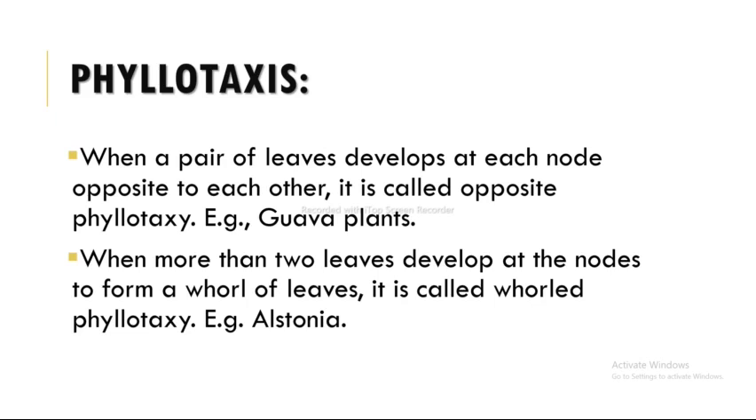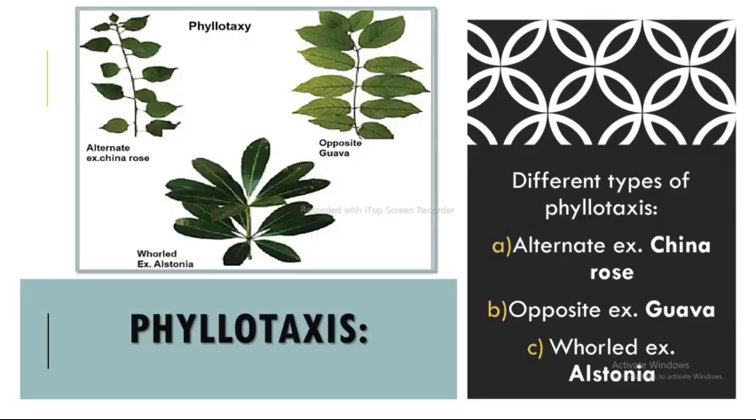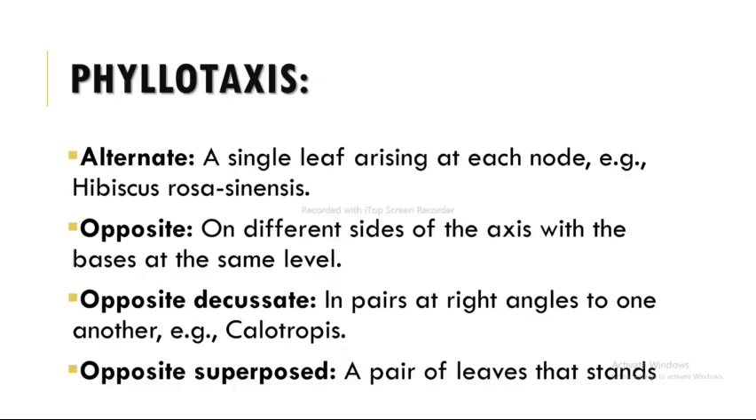When more than two leaves develop at the node to form a whorl of leaves, it is called whorled phyllotaxy, and the example is Alstonia. So these are the different types of phyllotaxis. In figure A, you can see that this is an alternate type. An example is China rose. Second is the opposite type of phyllotaxy. An example is guava. And in the third, you can see that this is a whorled type of phyllotaxis, and the example is Alstonia.